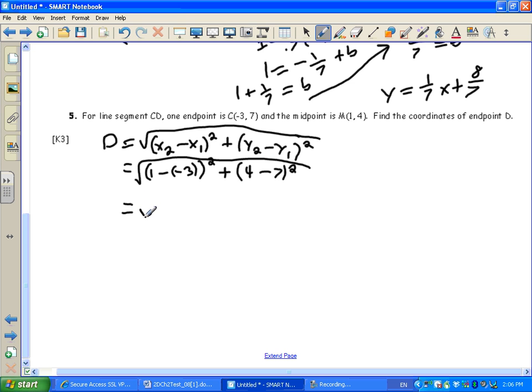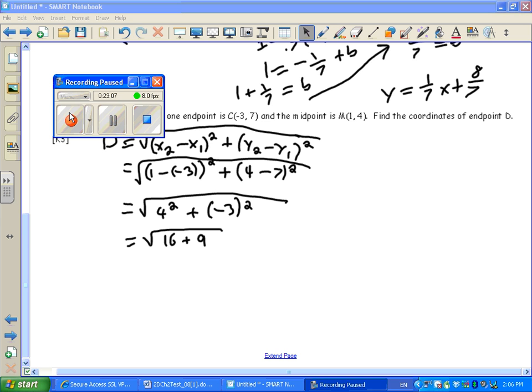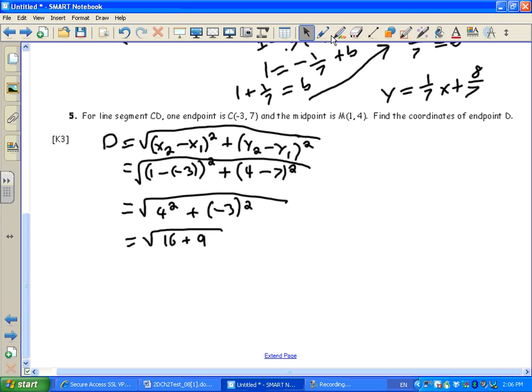1 subtract negative 3 is 4 squared. And 4 subtract 7 is negative 3 squared. So we have 16 plus 9. So pause for a sec, though. Okay, so we've gone a bit far. What's important is the distance between our 2 x points. So the actual distance was 4. We didn't need to square it. That number 4, so let's write that on the outside. Okay, and our other distance was negative 3. So write down negative 3.